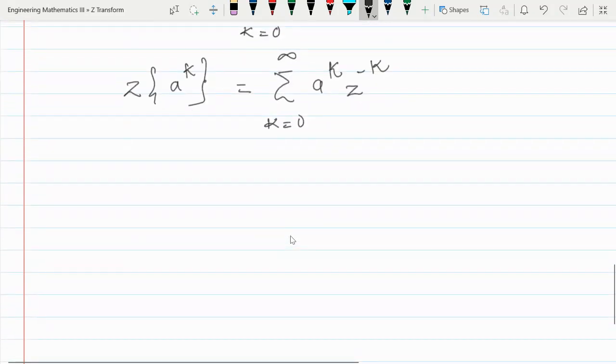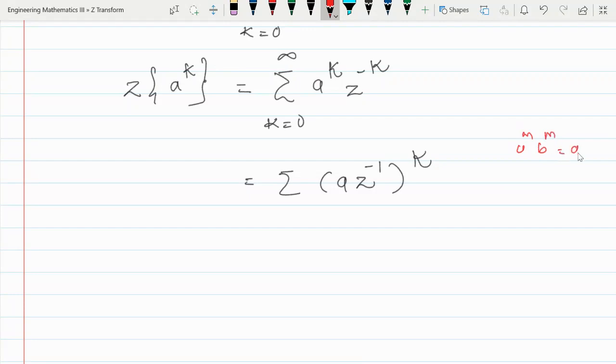Okay, now see, basically a summation. How do I write this? So this is a into z raised to minus 1, whole raised to k, because we have a rule from exponents, a raised to m into b raised to m. So this z raised to minus k can be written as z raised to minus 1 raised to k, because we have a raised to m raised to n is equal to a raised to mn. With the understanding of these rules, we just expand this sum, k runs from 0 to infinity.